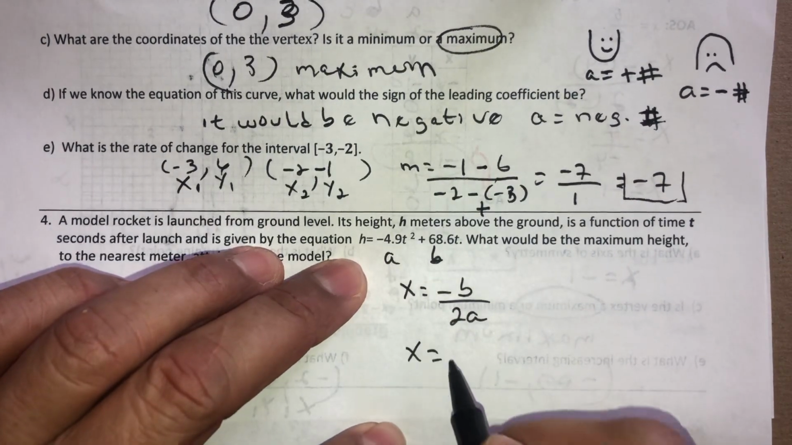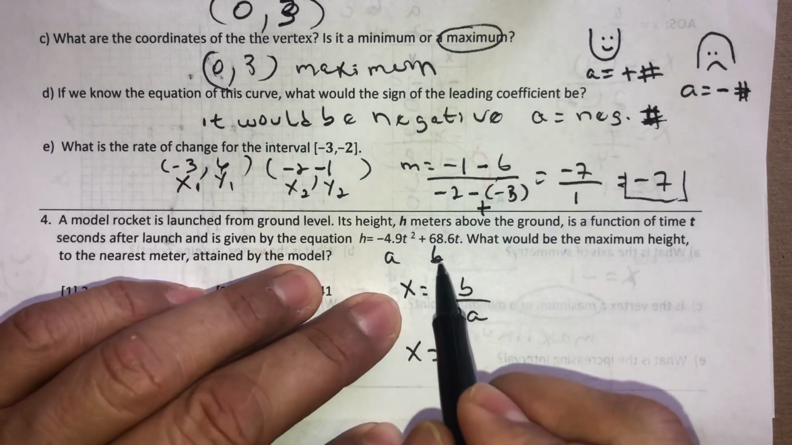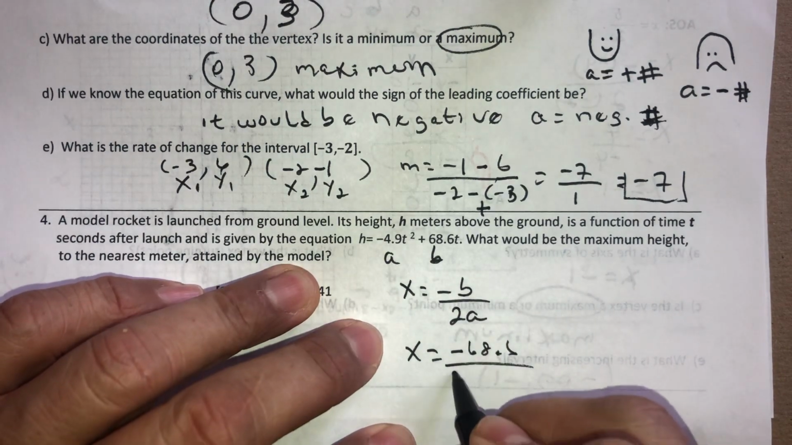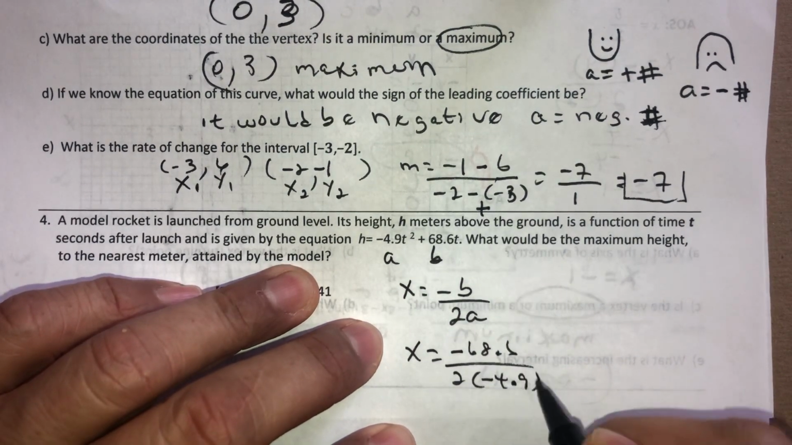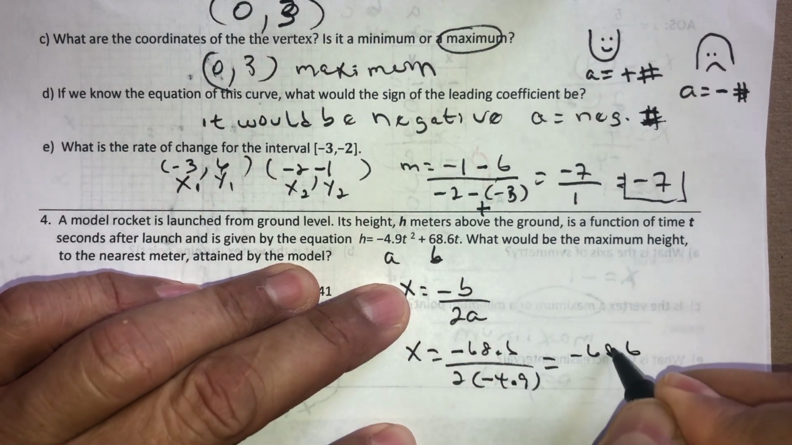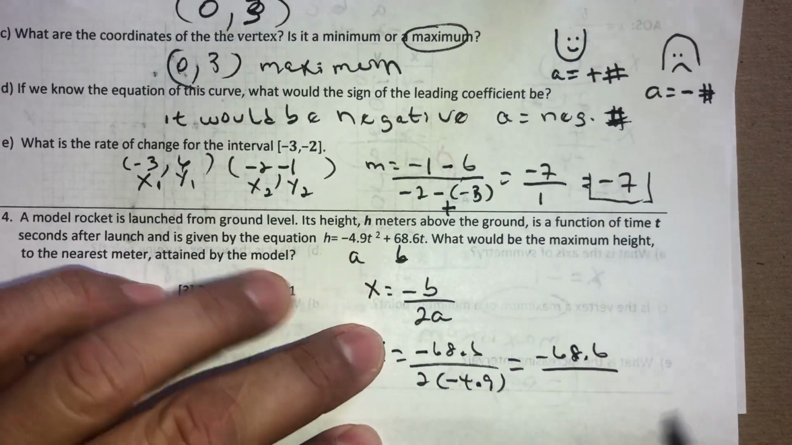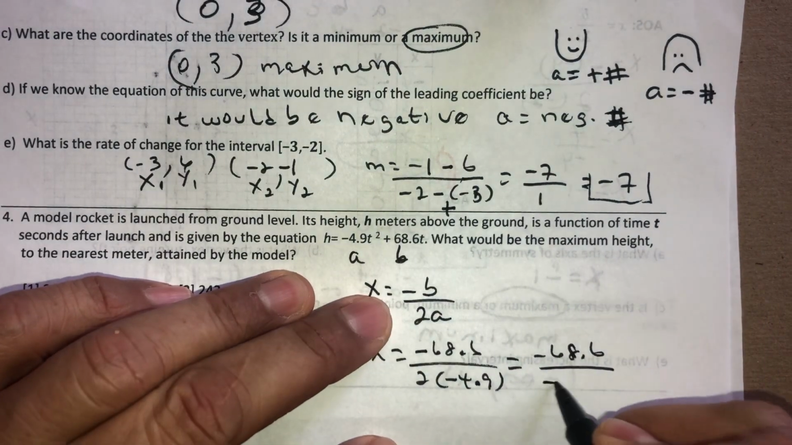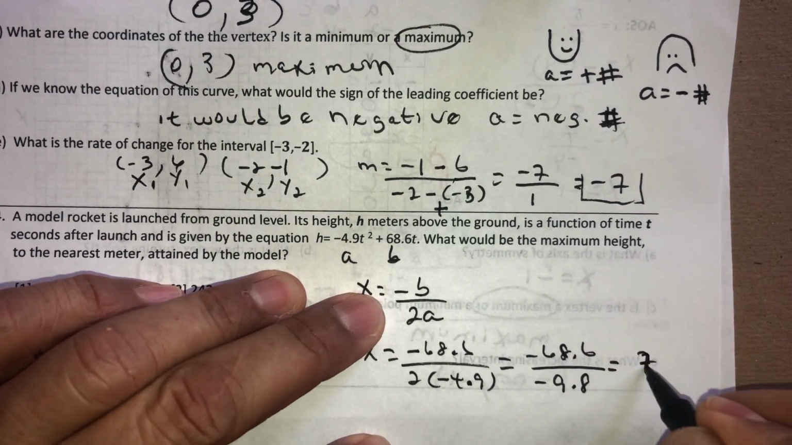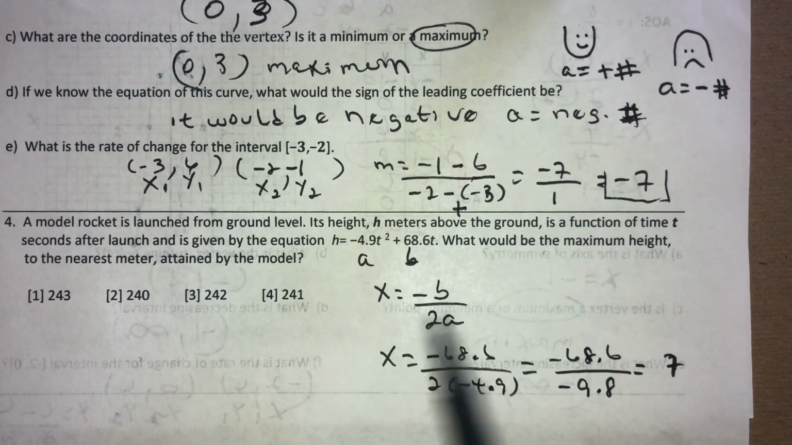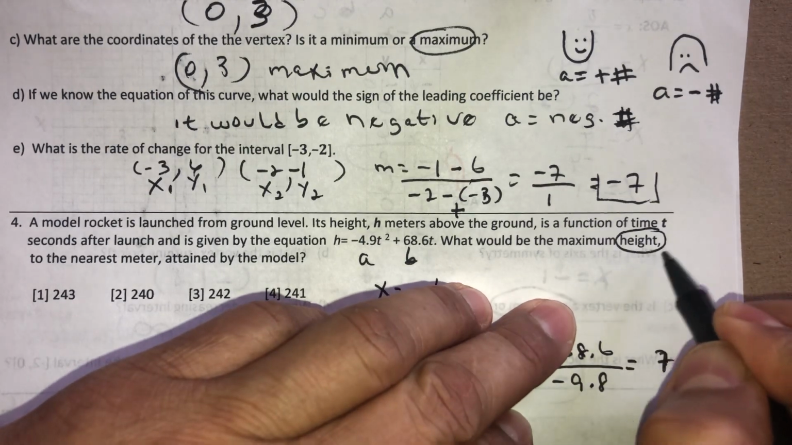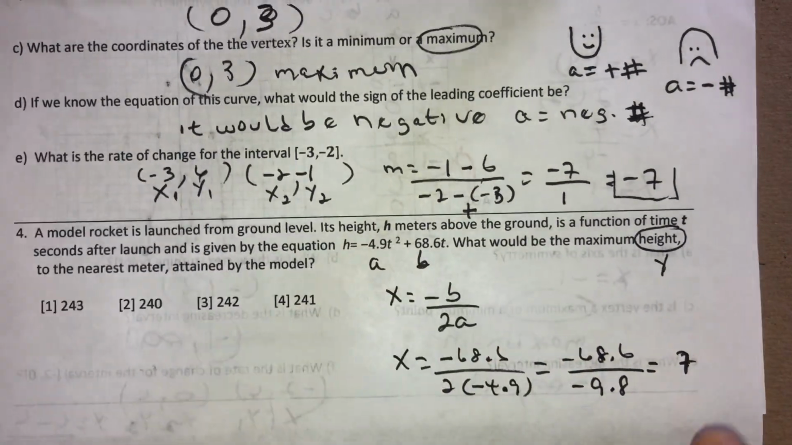So in this situation, a is going to be minus, all right? And because b here is positive, I don't need the parentheses. 68.6 divided by 2 times negative 4.9. That's going to give me negative 68.6 divided by negative 9.8, and if I divide that, that will give me a positive 7. But remember, I'm looking for the value of y, because they ask what will be the maximum height. The height is always represented by y, okay? So this is the value of x.